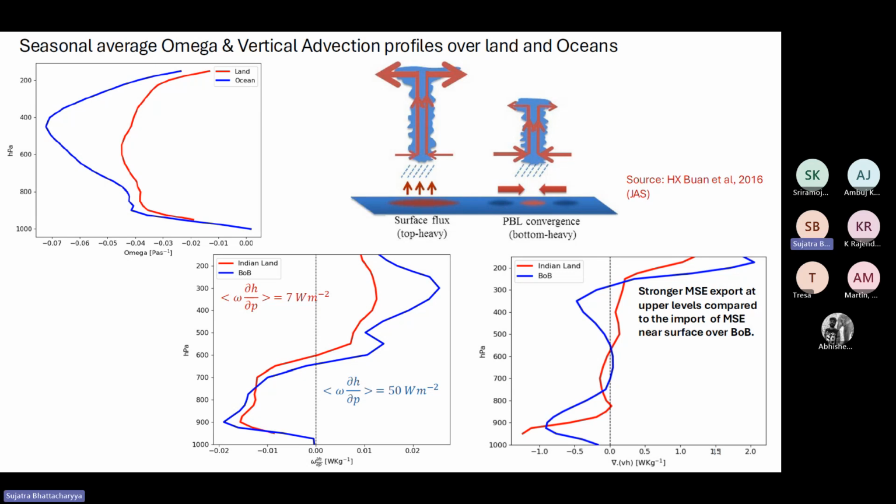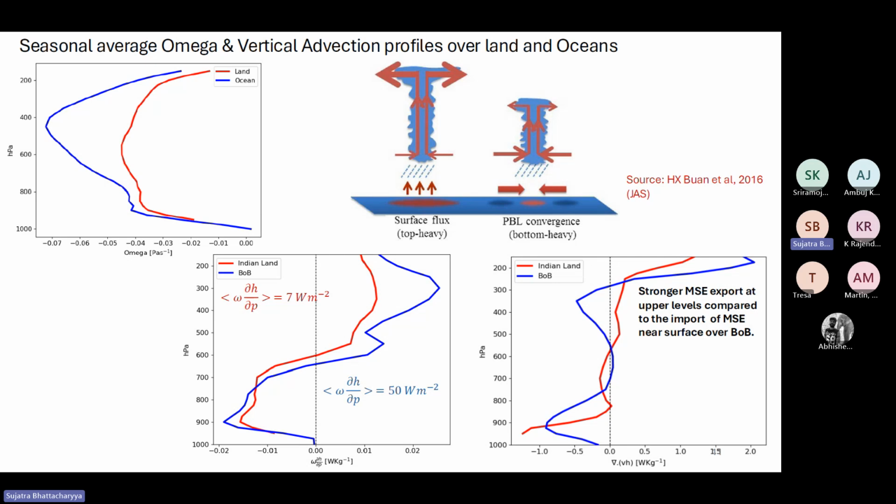So what does this positive part show? The positive part shows the export of moist static energy, or dry static energy, I would say, because in the upper troposphere you generally have dry energy, not too much moist energy. So there will be a strong export of moist static energy or dry static energy at the upper troposphere, and there is less import of moist static energy at the lower troposphere compared to this.